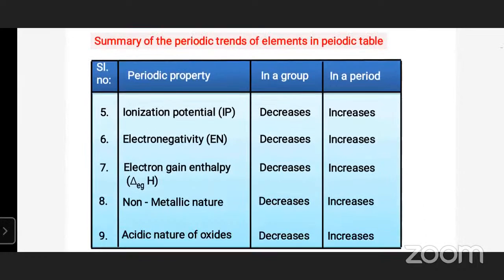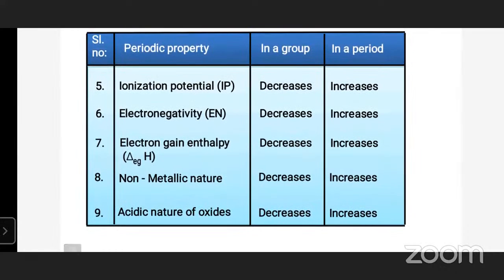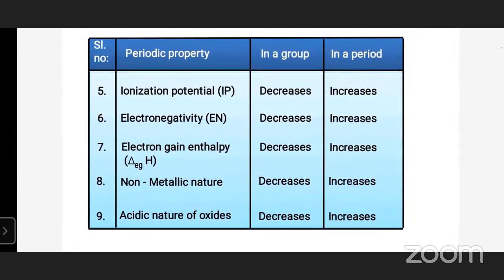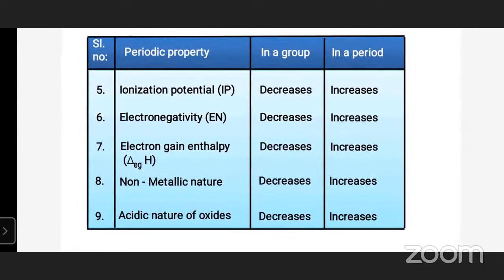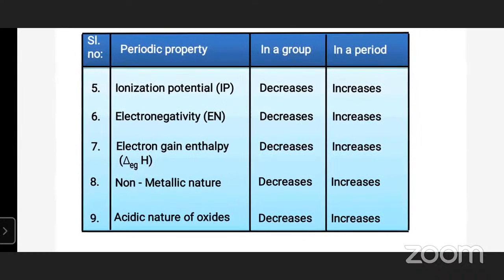Okay. Then next, ionization potential in a group decreases. Already discussed the ionization potential in groups and periods. In a period increases. Electronegativity in a group decreases, in a period left to right increases. Electron gain enthalpy in a group decreases, in a period across left to right increases. Non-metallic nature in a group decreases, in a period increases. Acidic nature of oxides in a group decreases, in a period increases.